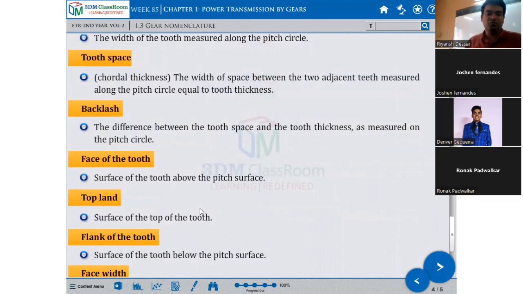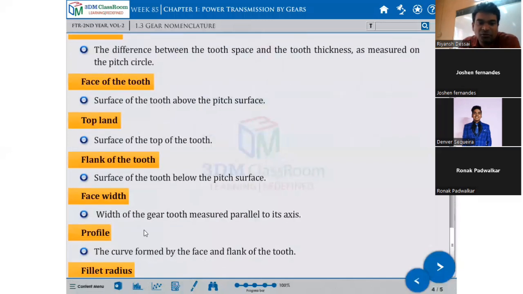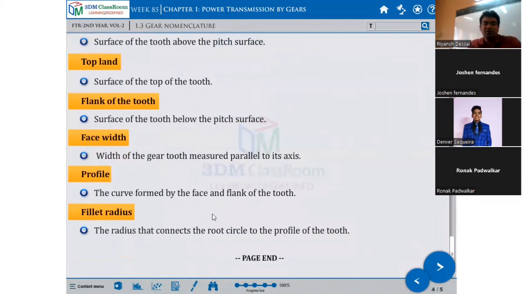So the face of the tooth is the surface of the tooth above the pitch surface. Top land is the surface of the top of the tooth. Very simple. Then the flank of the tooth is the surface of the tooth below the pitch circle. Face width is the width of the gear tooth measured parallel to its axis. Profile is the curve formed by the face and flank of the tooth. The last one is fillet radius, the radius that connects the root circle to the profile of the tooth.